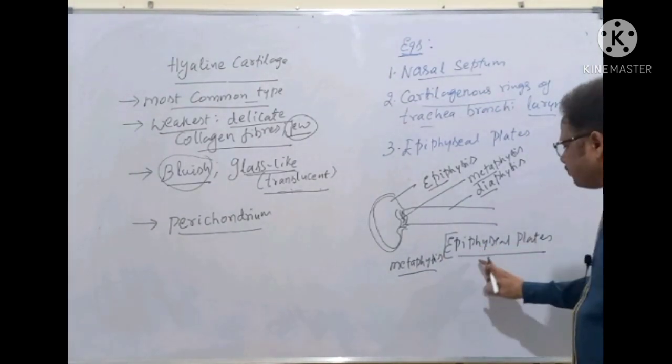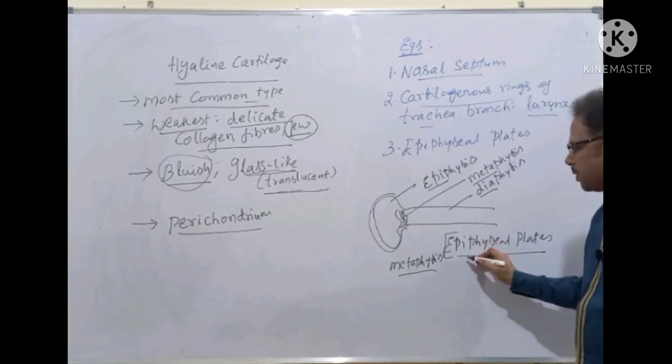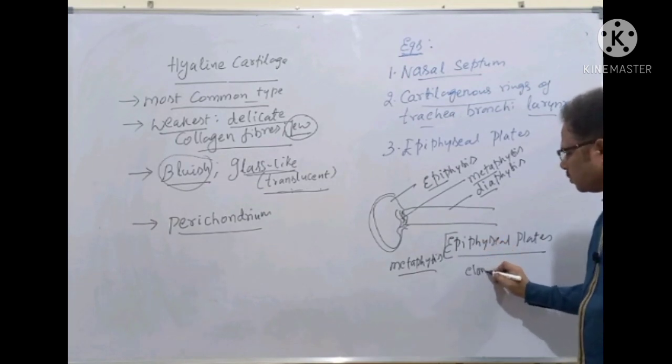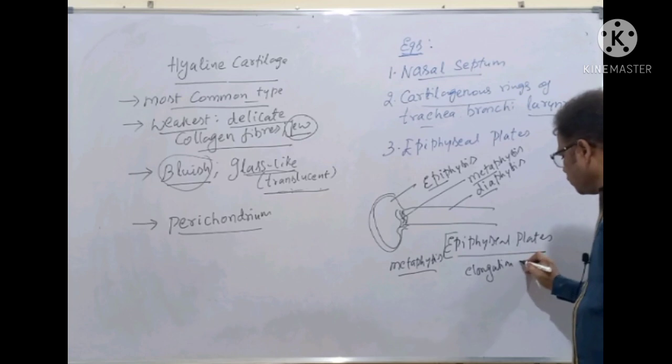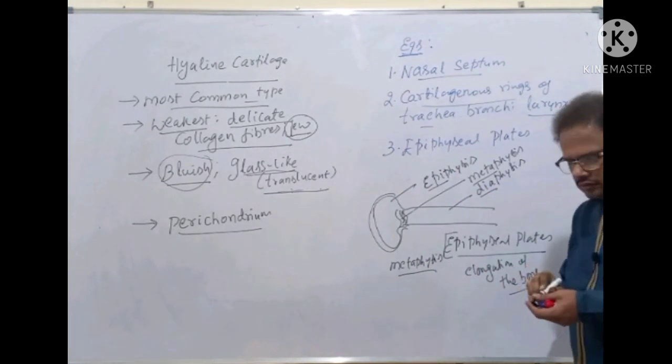The epiphyseal plates are made of the hyaline cartilage, and these are responsible for the elongation of the bone. That's why the person is growing here. Clear, students?